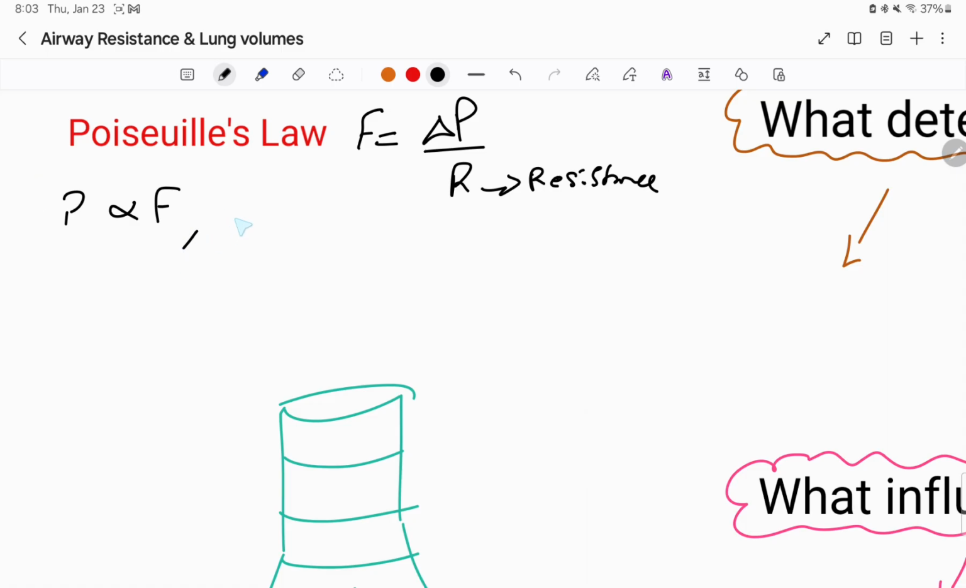What else? Well, since resistance is in the denominator, I can say that resistance is inversely proportional to my flow. So if my resistance increases, my resistance to what? To airflow. Guess what? My airflow is going to go down. And it's the same thing. If my resistance goes down, my airflow is going to go up. Okay? And we'll give a couple of examples for this so it can really solidify in you guys' heads.